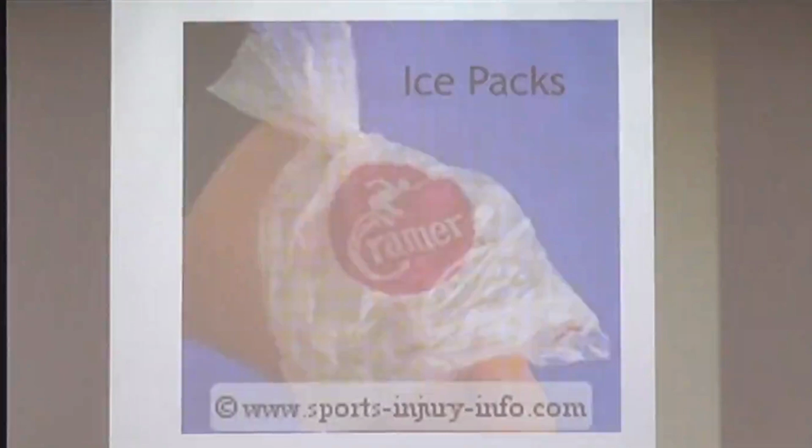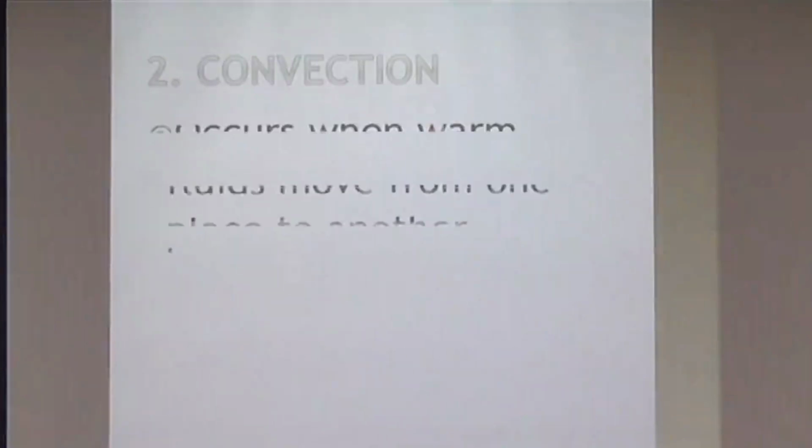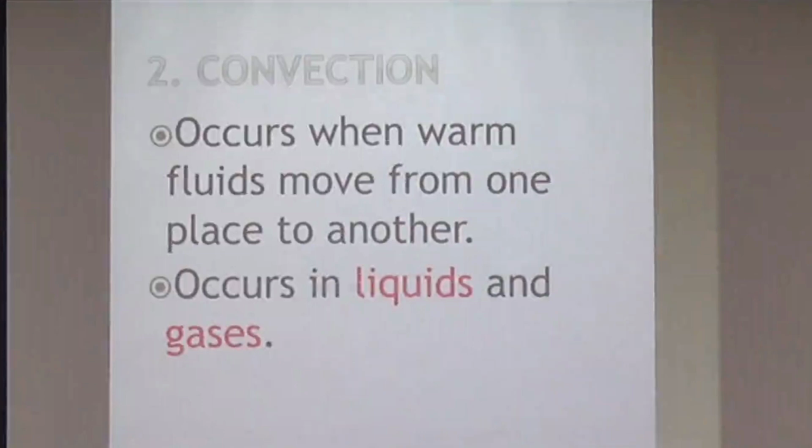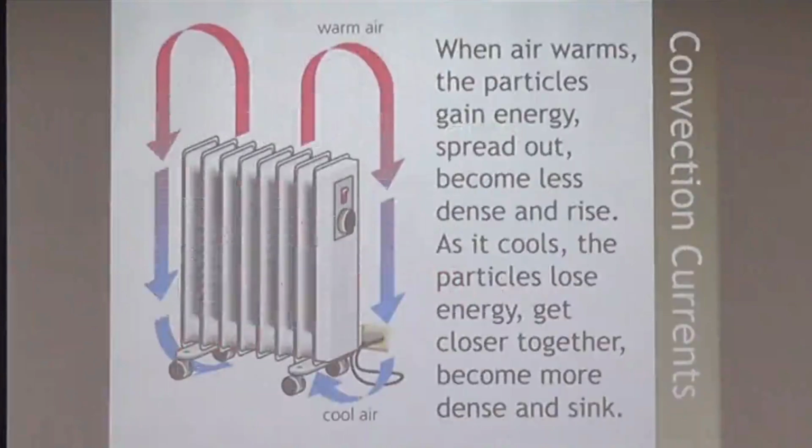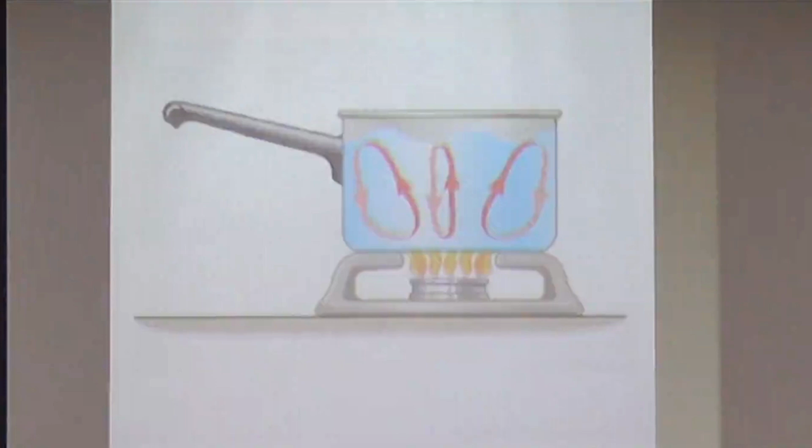Next is convection. It occurs when a warm fluid moves from one place to another. It can only happen in a substance which can flow. So where will it happen? Liquids and gases which can flow from one place to another. Example is when air becomes warm, the particles gain energy, they spread out, become less dense and rise. As it cools, the particles lose the energy, get closer together and become dense and sink. So when you are cooking in boiling water, then the hot water will move up, the cold water will go down. So this is because of convection.